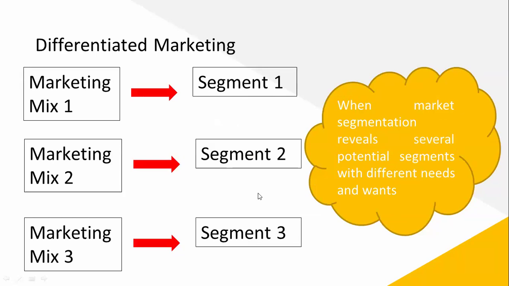You clearly segment the market, and for every segment you have a different set of marketing mix strategies, right? So when market segmentation reveals several potential segments with different needs and wants, you see several market segments with different needs and wants.